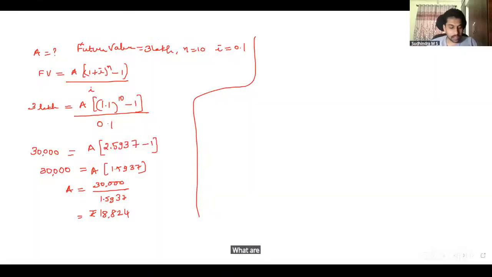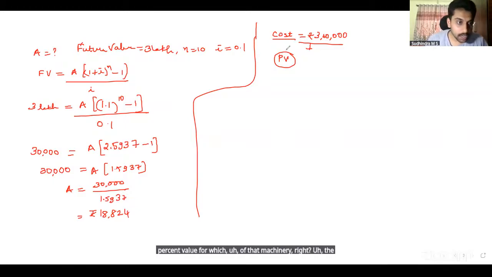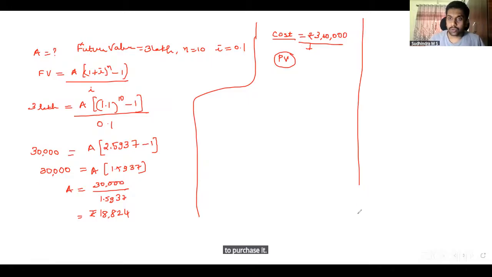What are they telling? ABC Limited wants to lease out an asset costing rupees 3,60,000. Here, costing rupees 3,60,000 means, when is it costing 3,60,000? Today. So this 3,60,000 is the present value of that machinery, the price that we have to pay today to purchase it. So they want to purchase this and give it on lease.